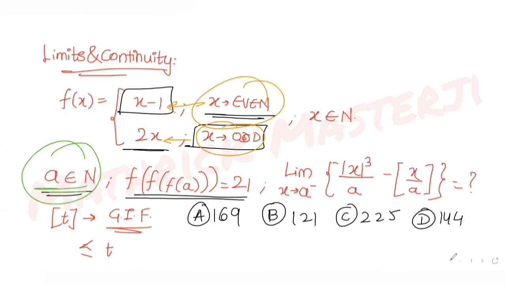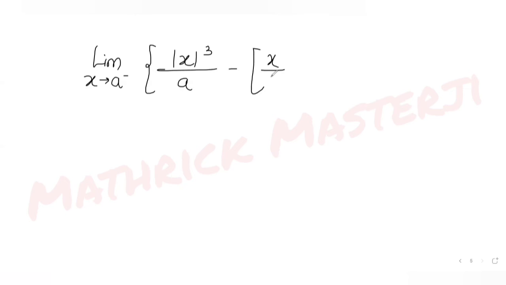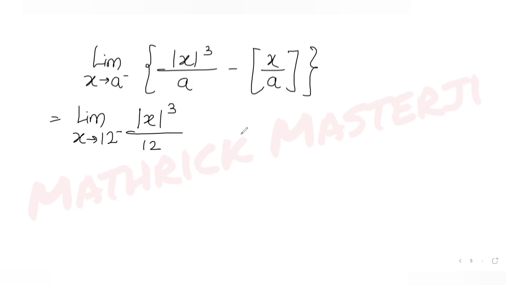But the question is not asking us to figure out the value of a. It's asking us to figure out the value of this limit that is given to us. So let's try to solve this. The expression that's given to us is limit x tends to a minus. The first expression is mod of x cubed divided by a, minus the other one is greatest integer function of x over a. So if I take separate limits for both of them, I get x tends to 12 minus mod of x cubed divided by 12. And here, applying separate limits, limit x tends to a minus or 12 minus, you get x over 12.